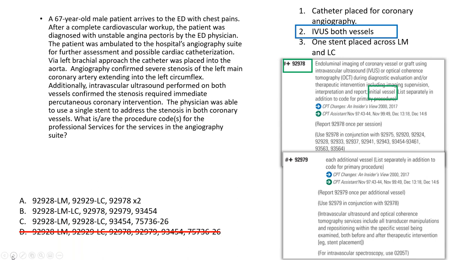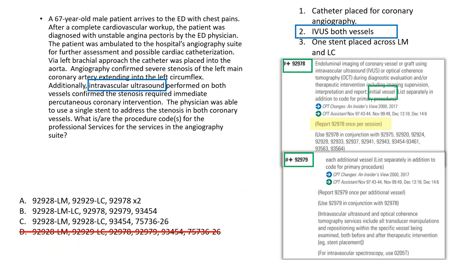We know that they performed IVUS. 92928 is for the initial vessel. It tells us that 92978 can only be reported once per session. Well, look at this answer in A. That parenthetical guideline means we can eliminate this, correct? Because we can't report that code twice. These are all clues that can help you eliminate answers quickly and accurately.